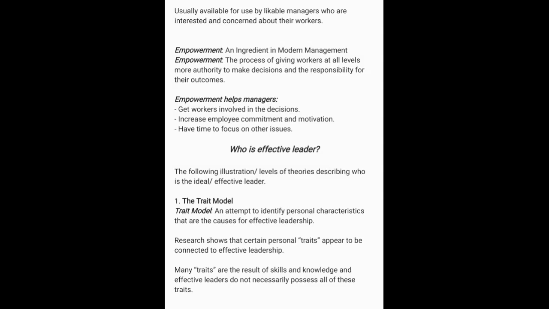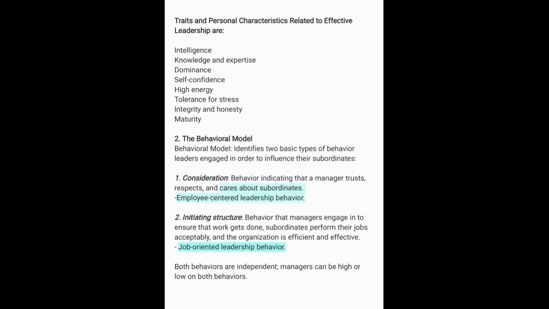Who are effective leaders? Describing who is the ideal or effective leader. Trait models attempt to identify personal characteristics that are the causes of effective leadership. Personal characteristics, like what we have said earlier: intelligence, knowledge. These are the traits. Maturity means having rational thinking, not impulsive. These are very important for the leader.